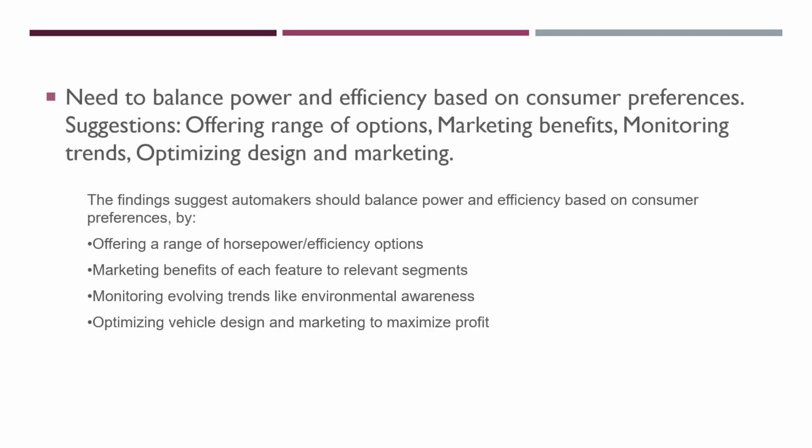And the eighth slide is all about guidance for automakers. The findings suggest automakers should balance power and efficiency based on customer preference, offering a range of horsepower and efficiency options, marketing the benefits of each feature to relevant segments, monitoring evolving trends like environmental awareness, and optimizing vehicle design and marketing to maximize profit.